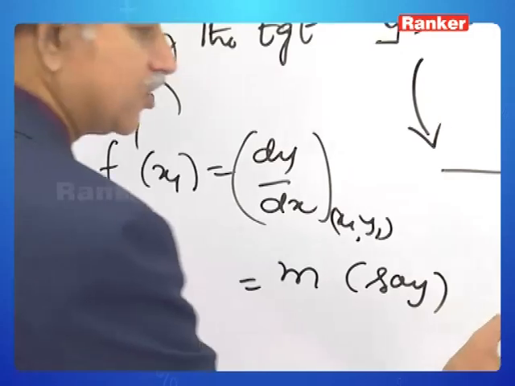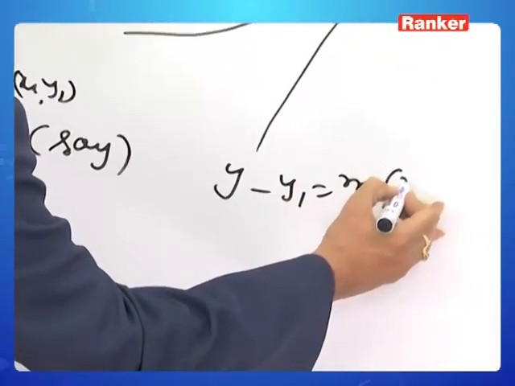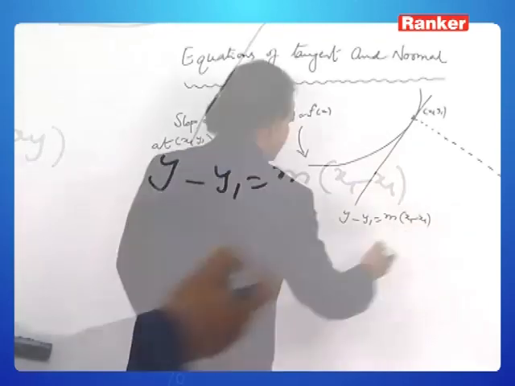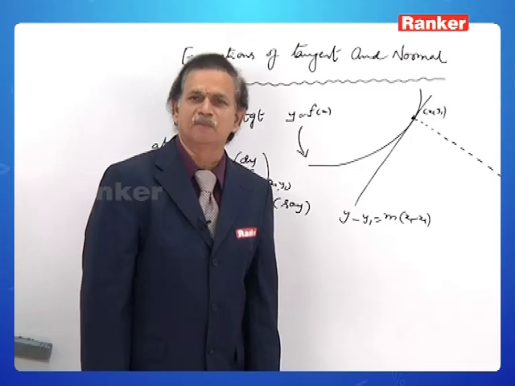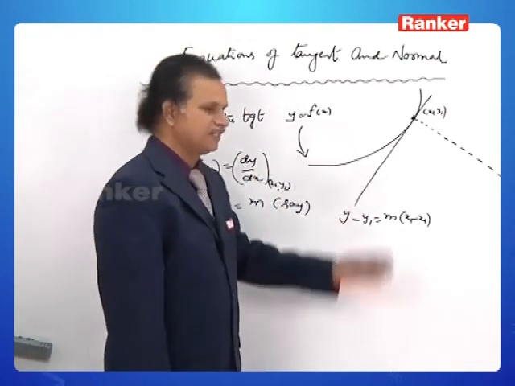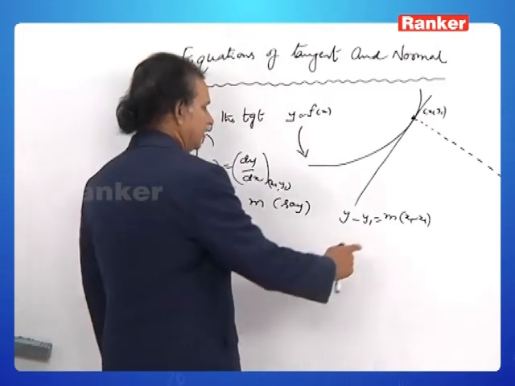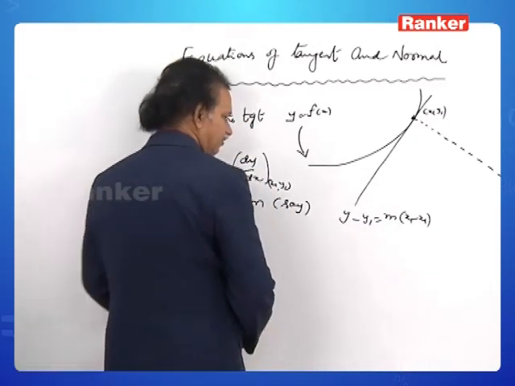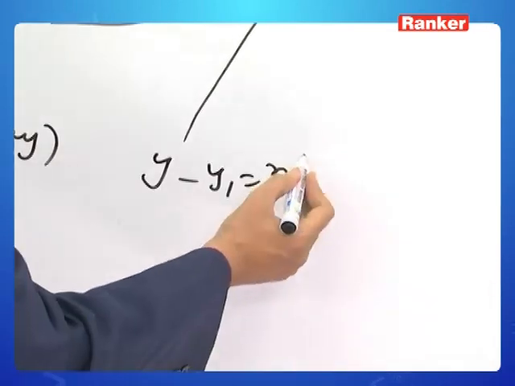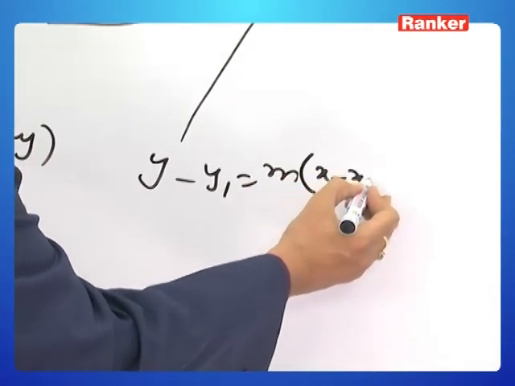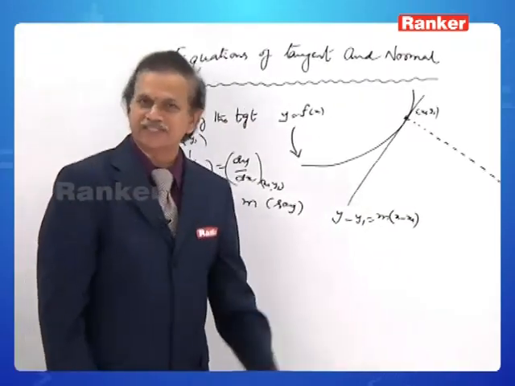So what is the equation of the tangent? y minus y1 is equal to m into x minus x1. With the basic knowledge of straight lines from coordinate geometry, we know the slope of the line and the point x1, y1 also. Therefore, the equation of the tangent is y minus y1 is equal to m into x minus x1.